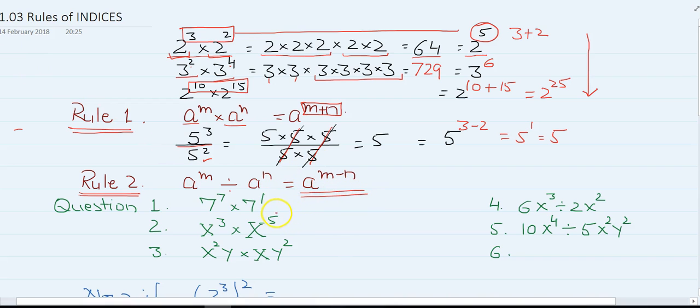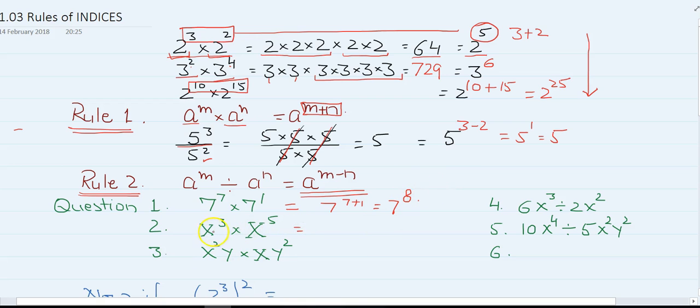Now let's try to solve some questions based on these two rules. For example, question number 1: 7 to the power 7 multiplied by 7 to the power 1. We know it's a multiplication, as in rule 1. So when we multiply numbers with the same base, 7 and 7, we add the powers. So it is 7 to the power 7 plus 1. So the answer will be 7 to the power 8.